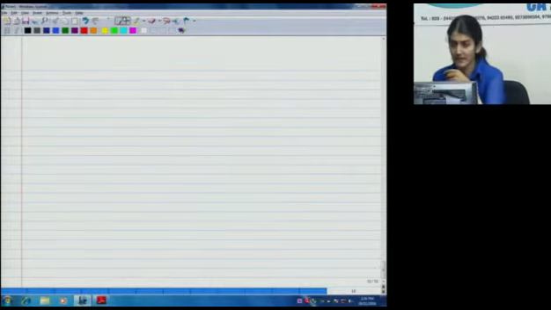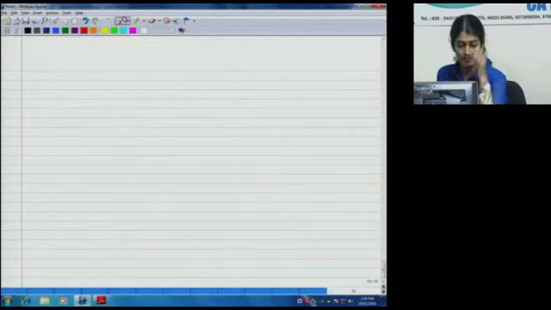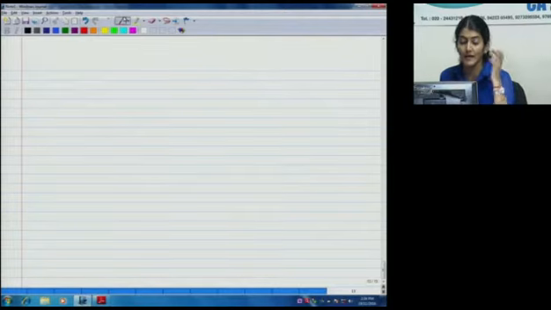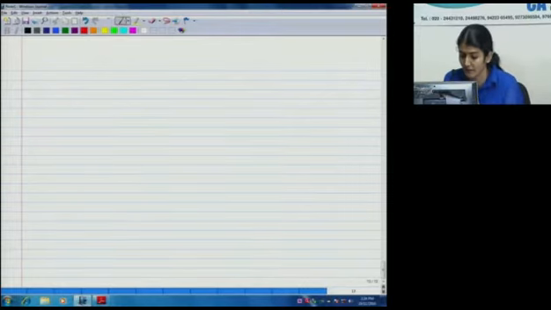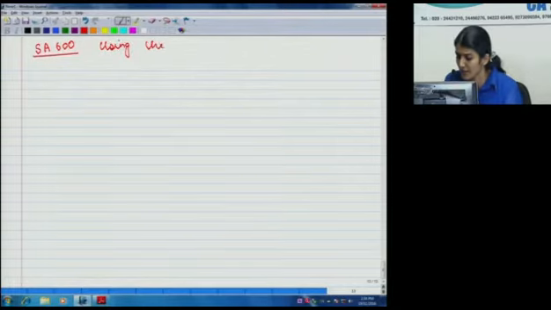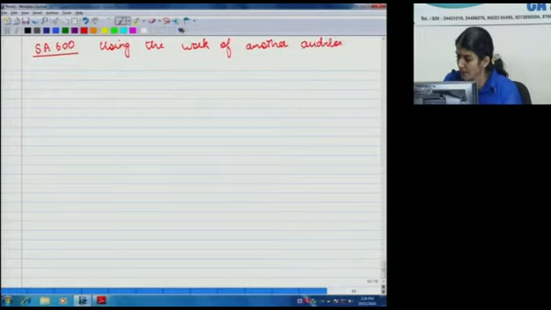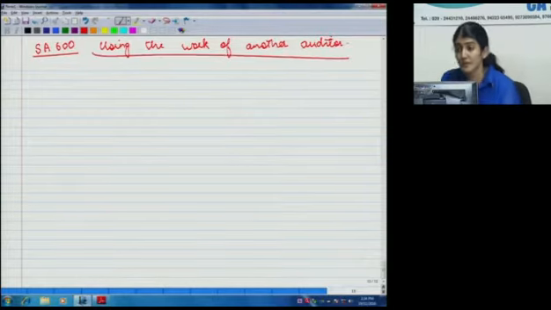So coming to the next three standards in the 600 series, SE 600, SE 610 and SE 620. SE 600 is regarding using the work of another auditor. Who is this another auditor? He is nobody but the branch auditor.